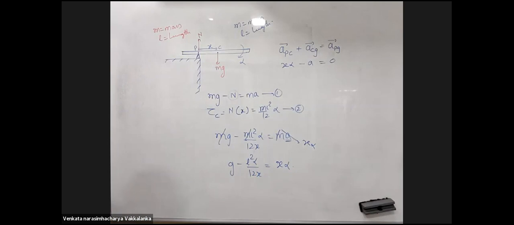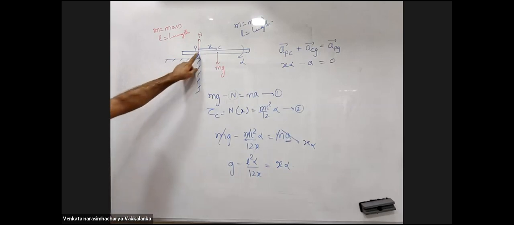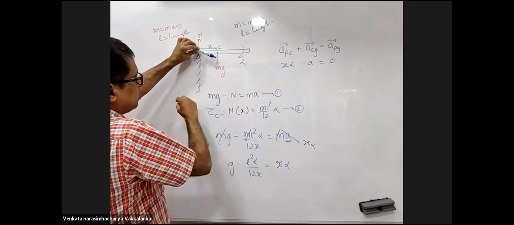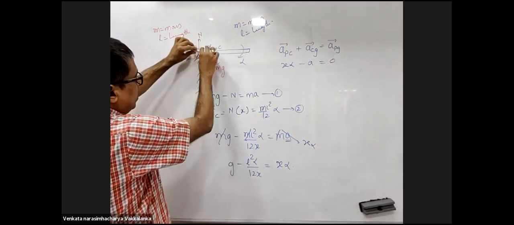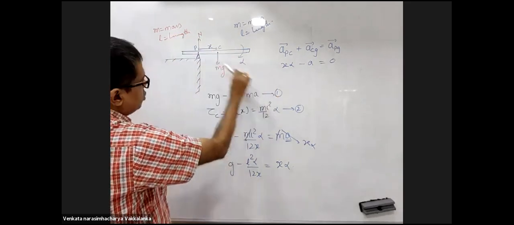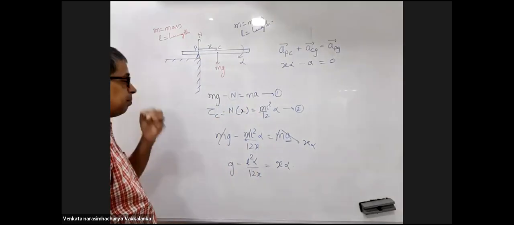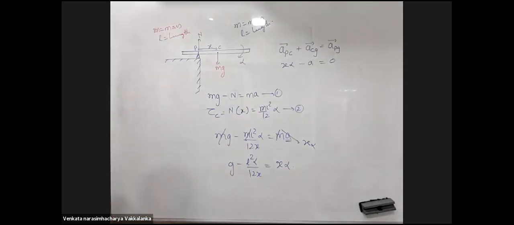Acceleration of peg with respect to ground is 0 because it is fixed, no? It is not fixed, it is on the peg. At that instant, it will not have acceleration. Even if this rotates, it will rotate about the peg. After some time, it will start slipping. So it is not hinged, it is kept on the peg. Okay, sir.